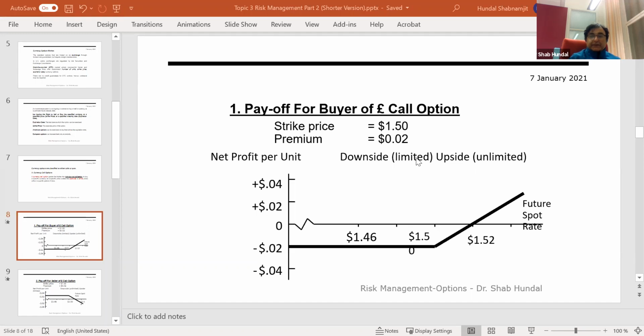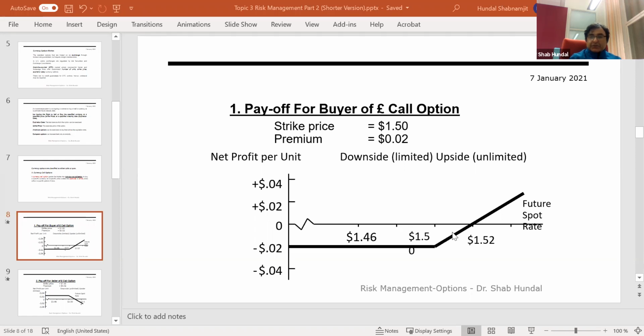When the strike price, 1.50, and the market price are the same, then it doesn't matter because your loss is still 2 cents, but at least you are having this confusion. Okay, so when they both are the same, then we use the phrase option is at the money, ATM. But when the market price is more than the strike price, you must exercise the option.